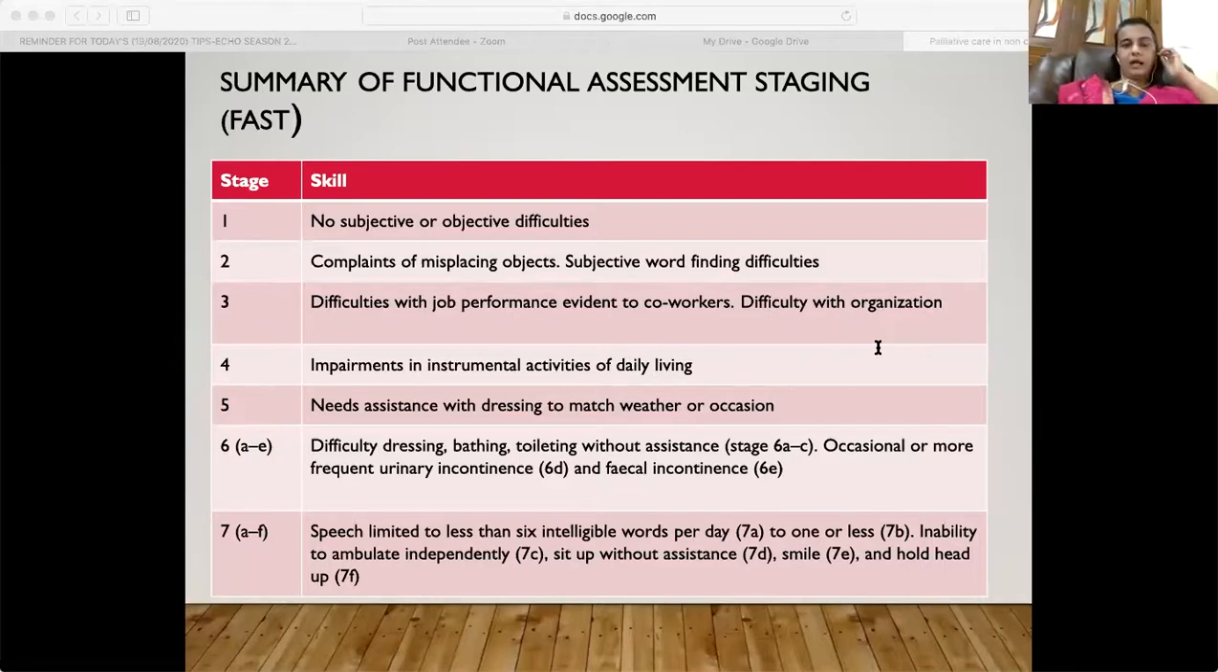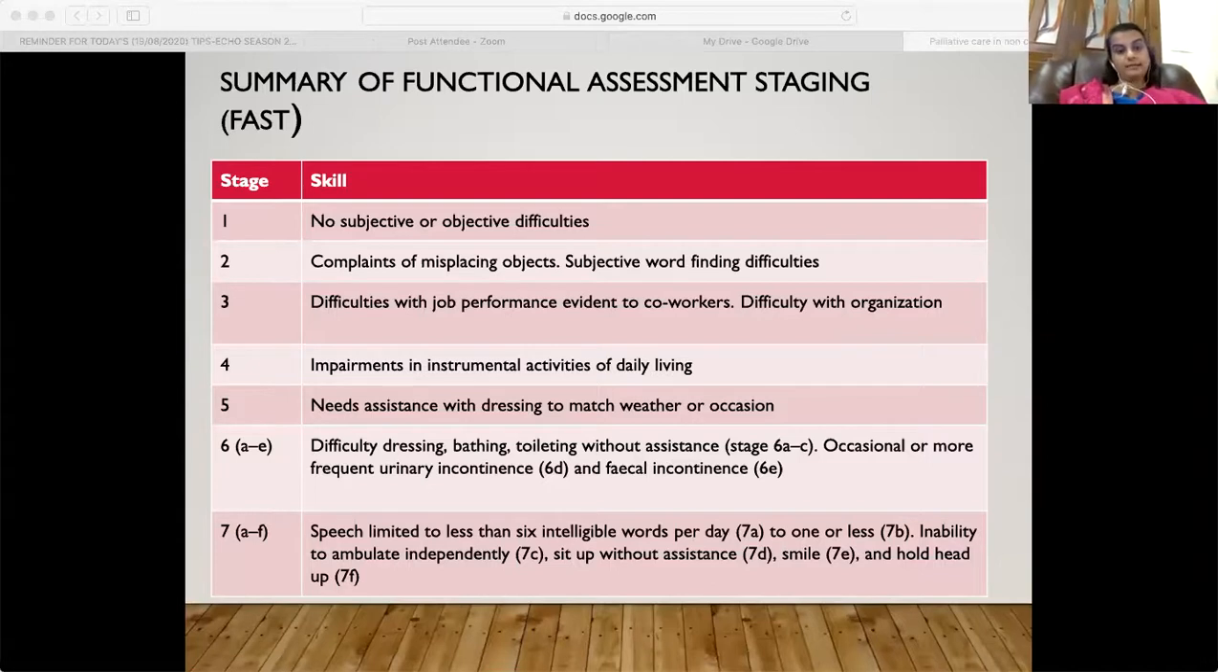Functionally, how the function is changing, and when you reach stage 7, which is divided into A to F, they reach a stage called severe dementia. So in stage 7, the speech is limited to less than 6 words per day. And they can't walk, this inability to ambulate independently. They can't sit up without assistance. They can't smile, and they can't hold the head up. So this is, I think, a good tool to remember, especially when you're seeing dementia patients, for us to know how bad the dementia is functionally.